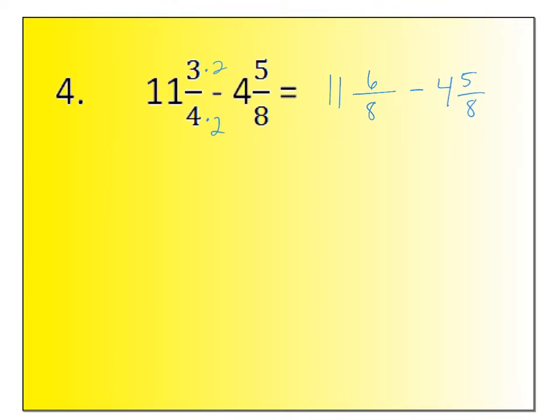Now when you're subtracting, it works the same way. Take those coefficients out front. 11 minus 4 is 7. 6/8 minus 5/8 is 1/8.